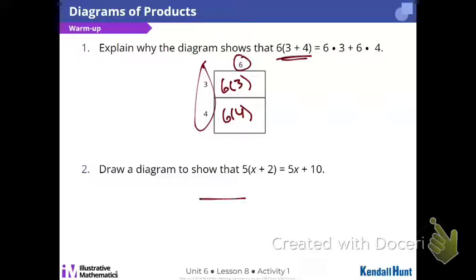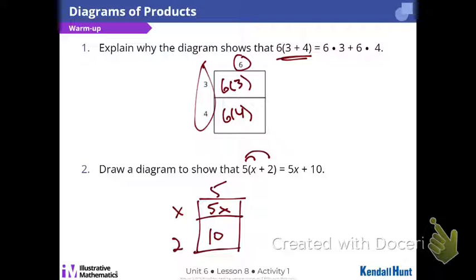If it's more like the one up top, it's a rectangle with a 5 and an x and a 2 on the side. So to get my area of my top rectangle, what's 5 times x? 5x. And what's 5 times 2? 10. Okay, what other thing are you seeing right here, everybody, that we've seen before?